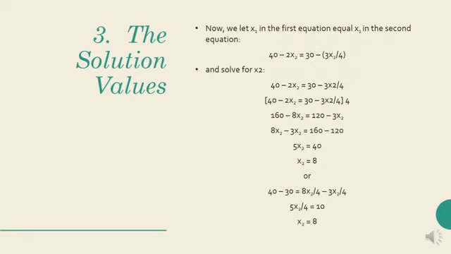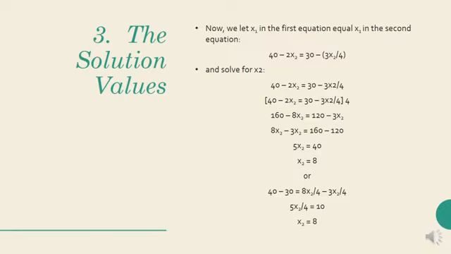x1 in the first equation equal x1 in the second equation. Okay, so 40 minus 2x2 is equal to 30 minus 3x2 divided by 4. So ngayon, kukunin natin yung value ng x2. Okay, so mayroon akong pinakita dito na dalawang solution. Yung pangalawa, yung solution sa book. Pero yung unang solution, parang I see na medyo mas madaling isolve algebraically pag gaganito.